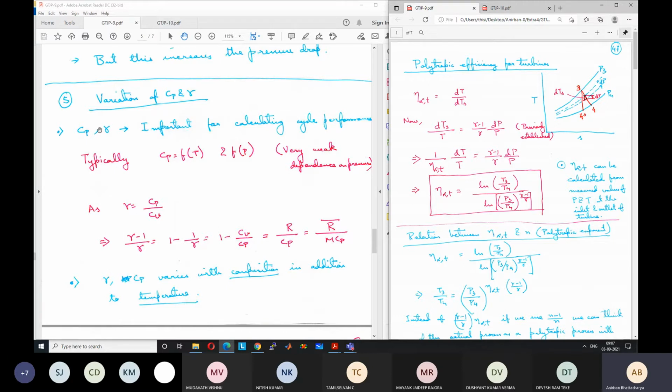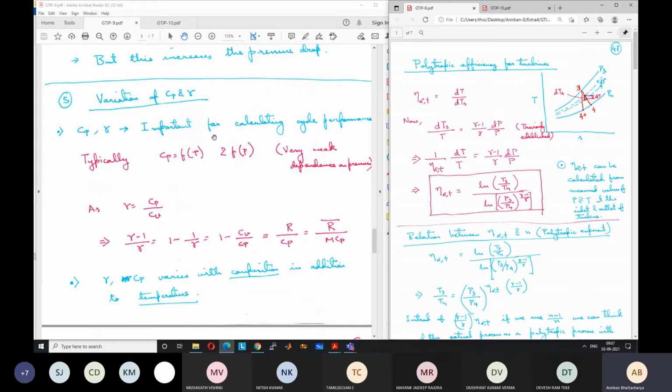Not only in the calculations but in real life, Cp will dictate how much heat is required per unit temperature change, how much energy is required. That is dictated by Cp, right? So we know that Cp is a function of temperature for gases. Cp generally increases with temperature, and is a very weak function of pressure. So generally it is ignored that it is also a function of pressure.